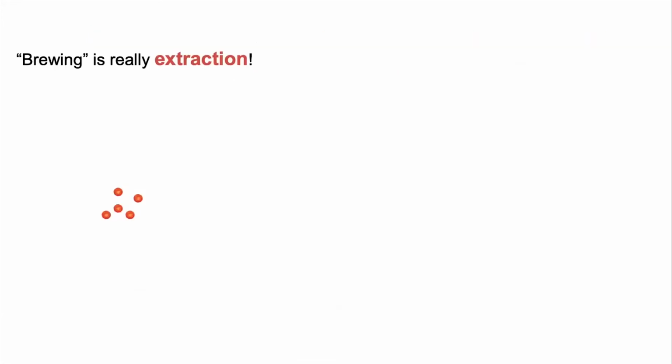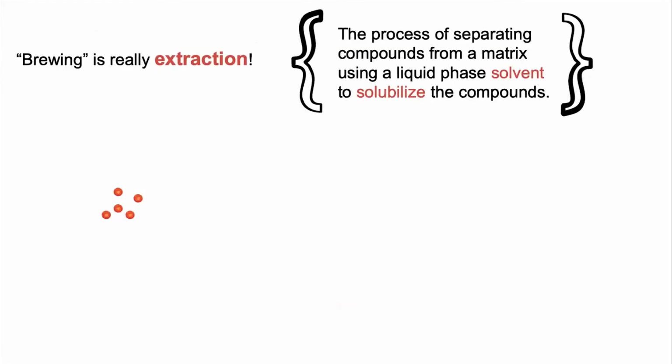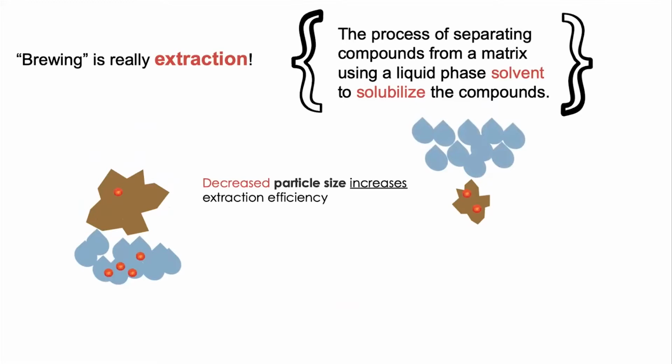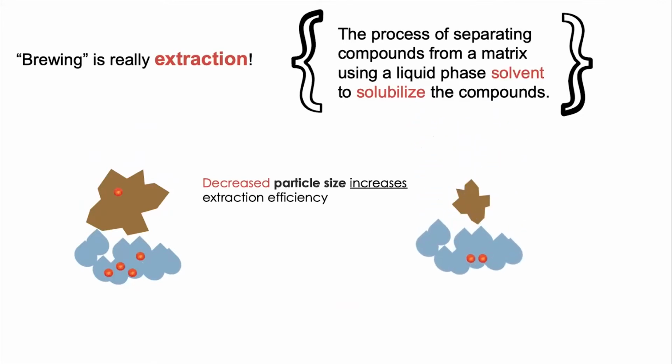And brewing is extraction. So the process basically is that you are removing chemicals from a solid phase to a liquid phase using a solvent. In our case, it's water. And if you have a different size grind, you have a different amount of chemicals within the grind. And if you decrease the particle size, you actually increase the extraction efficiency because the water has an easier time passing through the grind and taking the chemicals away from the solid phase.